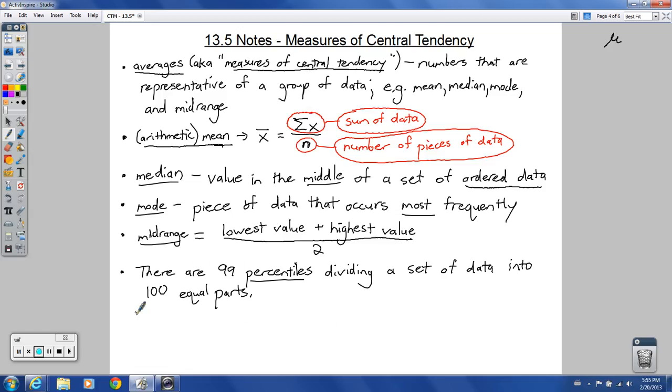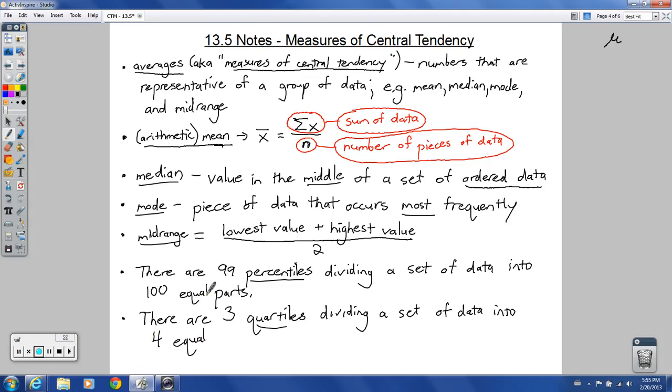So there are 99 percentiles. And when you hear the word quarter, I think of 4 things. When you hear the word quartile, think of a similar type of thing. So there are 3 quartiles. And you say, well, 3, that doesn't make any sense. You just said 4. What do they divide, though? 3 quartiles dividing a set of data into 4 equal parts. So 100 equal parts, percent, per 100. Quartiles, per quarter, so 4 equal parts.